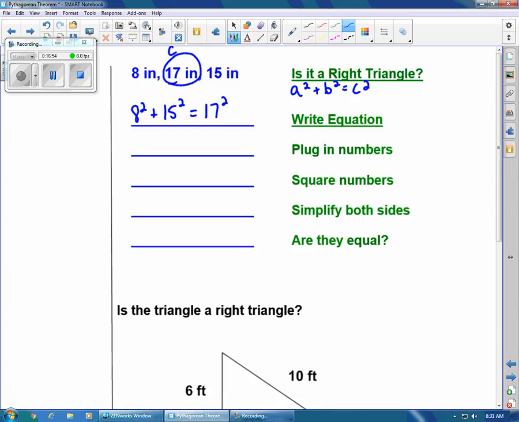Oh, I did this in practice and I forgot what I was supposed to write where. So this is a squared plus b squared equals c squared. And this is where I'm going to plug in the numbers. 8 squared plus 15 squared equals 17 squared.